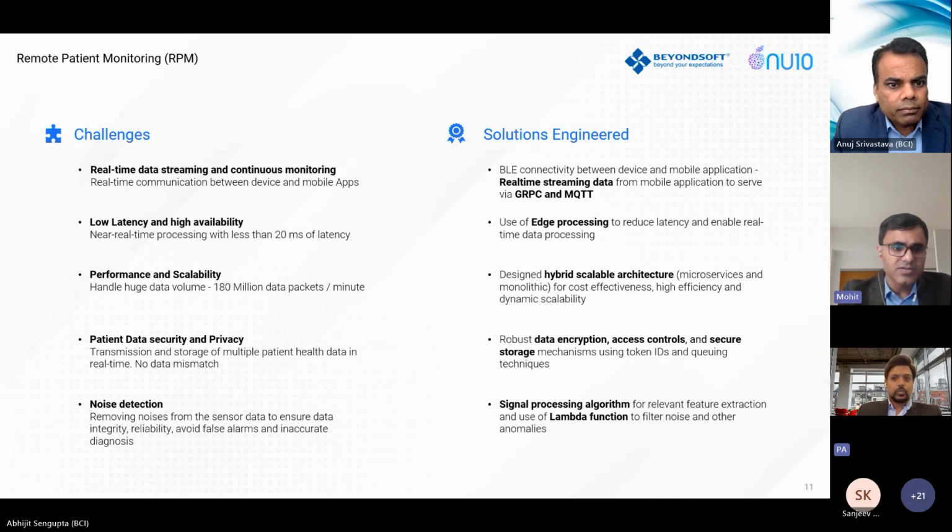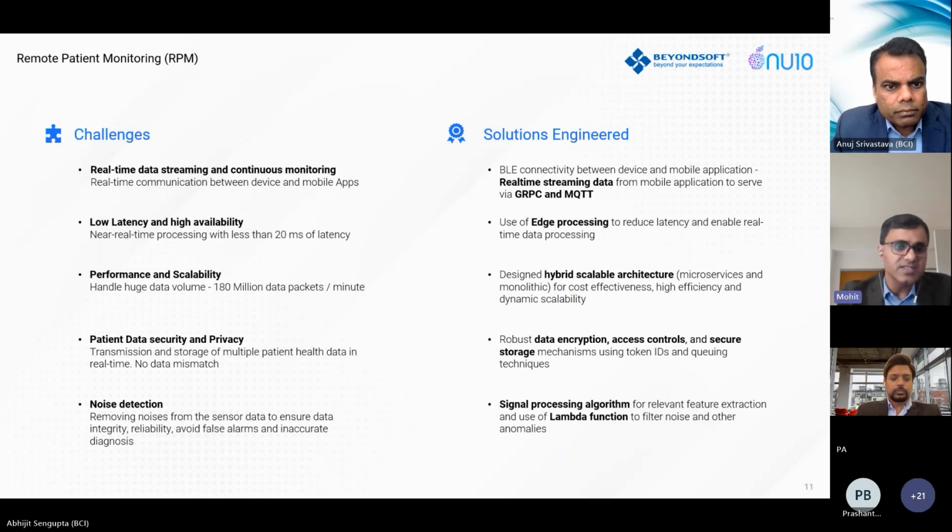Okay. So maybe I'll take up a couple of these points. As we have reiterated earlier, on the performance and scalability side, this is able to handle huge data volumes. So as the devices find acceptance in the market, as well as providers start using it, this platform can easily scale up to millions of patches, millions of patients using it simultaneously.